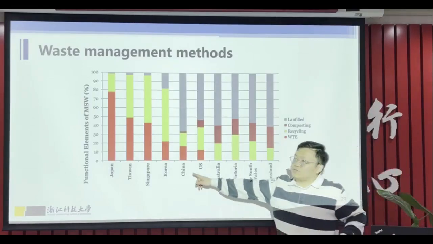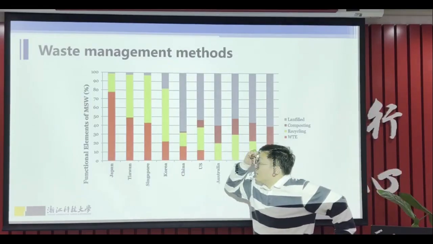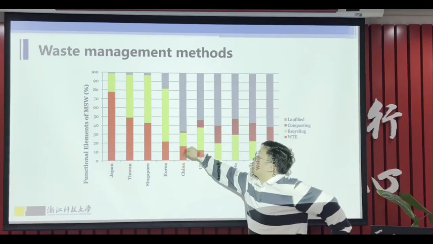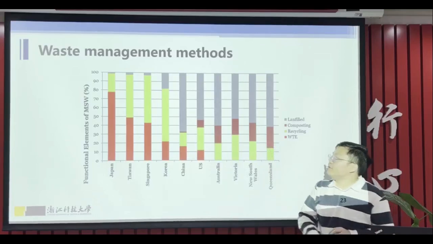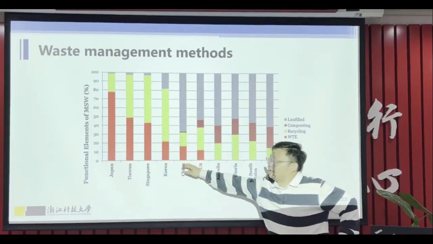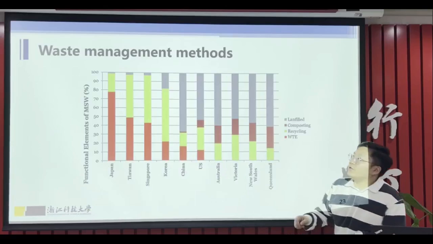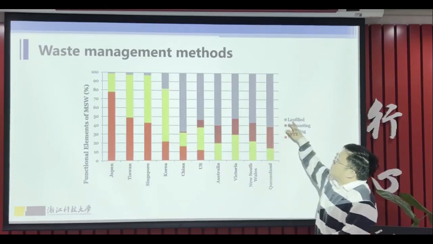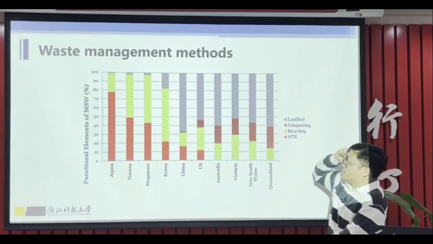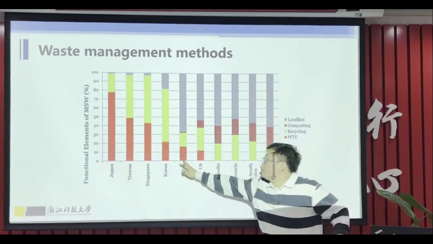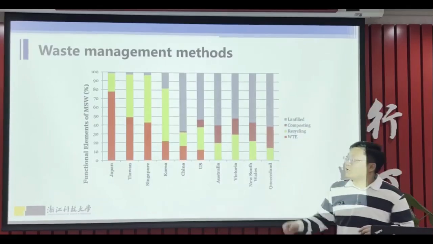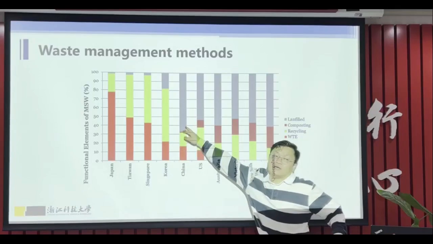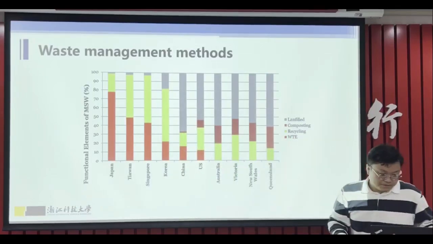However, in 2022, the proportion becomes more than 70%. More than 70% of municipal solid waste in China is incinerated, and only around 24% of municipal solid waste is landfilled. So in China in 2022, the proportion becomes 70% incinerated and 20% landfilled.